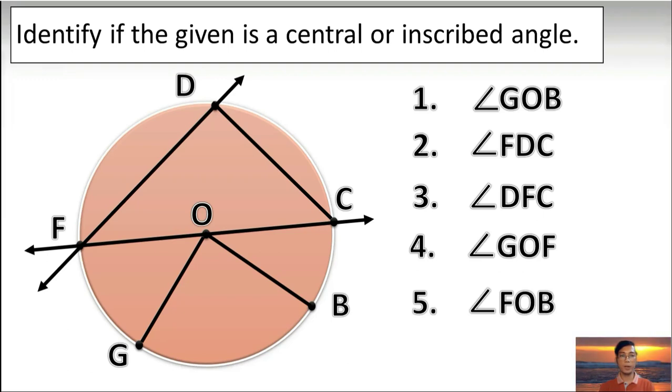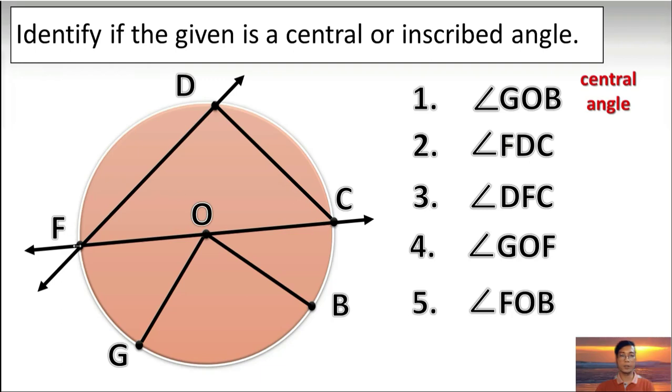Now, let us practice what we've learned. Let's identify if the given is a central or inscribed angle. So, tingnan mabuti yung figure dito sa left. Number 1, angle GOB. Is it a central or an inscribed angle? So, susundan natin dito sa figure. Angle GOB. Since GOB, ang vertex niya ay nasa center of the circle, number 1 is of course a central angle.